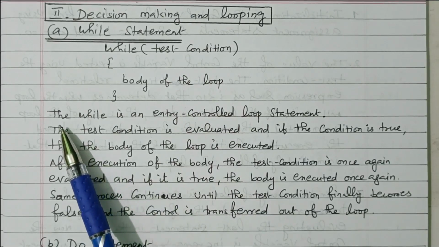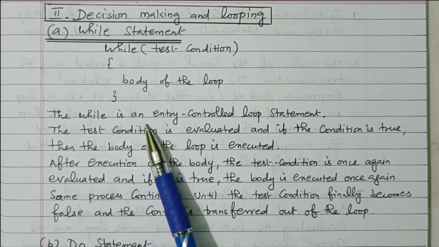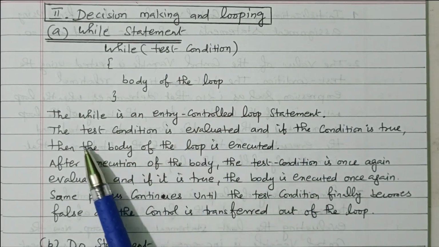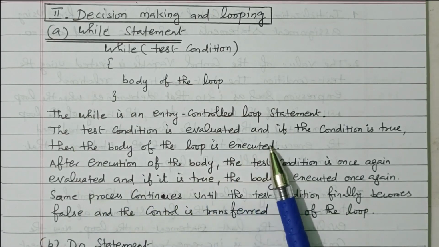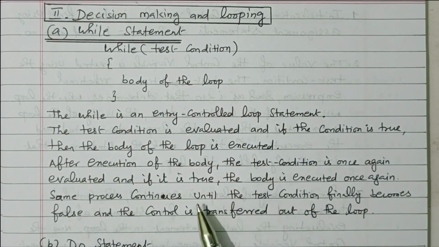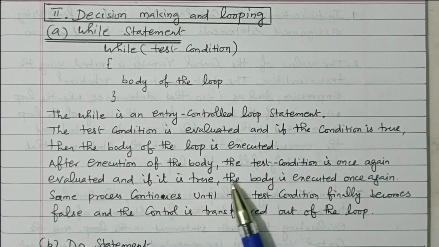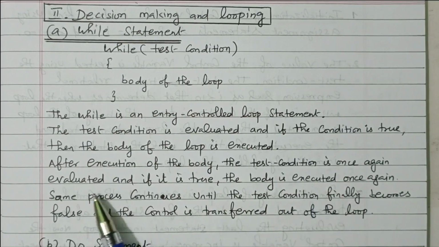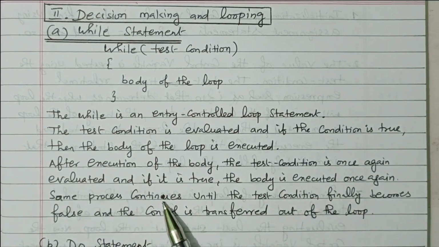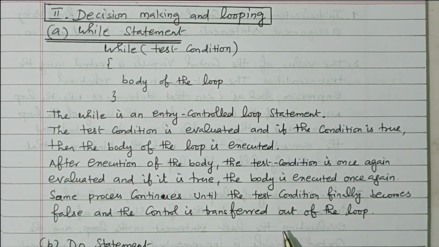Now we will see the description. The while is an entry controlled loop statement. So at entry level we are checking the condition. The test condition is evaluated, and if the test condition is true, then the body of the loop is executed. After execution of the body, the test condition is once again evaluated, and if it is true, the body is executed once again. The same process continues until the test condition finally becomes false. Then the control is transferred out of the loop.